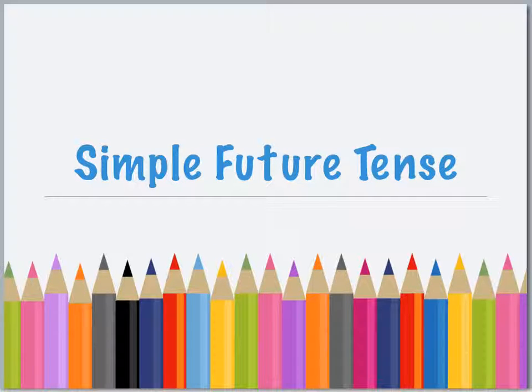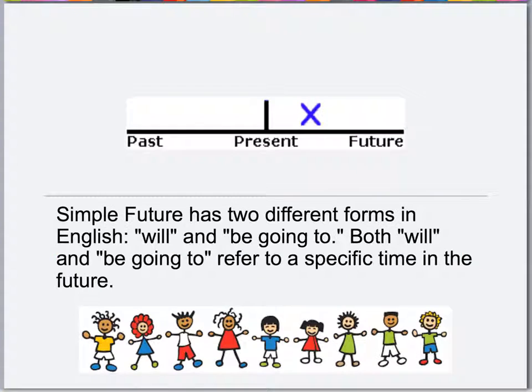Using the simple future tense in grammar. Simple future has two different forms in English, will and be going to. Although the two forms can sometimes be used interchangeably, they often express two very different meanings. These different meanings might seem too abstract at first, but with time and practice, the differences will become clear. Both will and be going to refer to a specific time in the future.